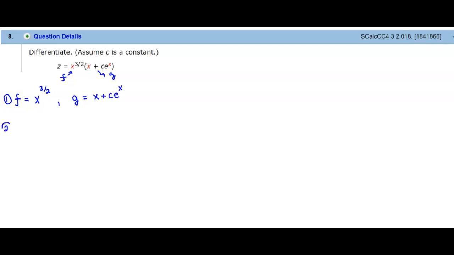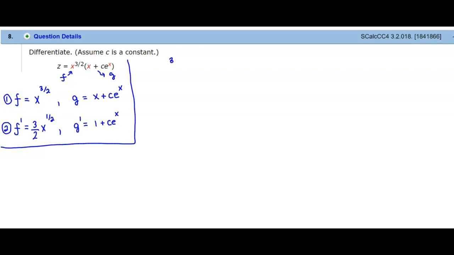Okay, now in step 2, let's find the derivative of each. When we find the derivative of f, this is going to be 3/2 x to the 3/2 minus 2/2, which gives us 1/2. And then we know that g prime, taking the derivative with respect to x, is going to be 1 plus ce to the x.